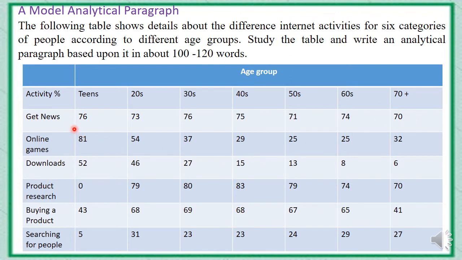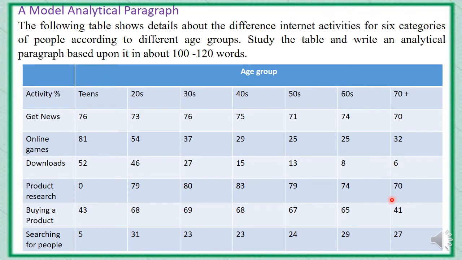So these are the informations provided. This is a chart provided. You need to analyze it. So activity, percent. What are the activities? Get news, online games. So how people use internet for getting news, online games, downloads, product research, buying a product, searching for people. So teenagers, how much do they use? Then the people, those who are in 20s, 30s, 40s, 50s, 60s, and 70 plus.